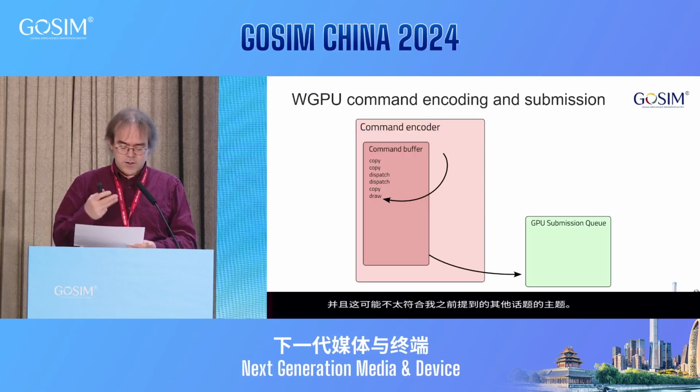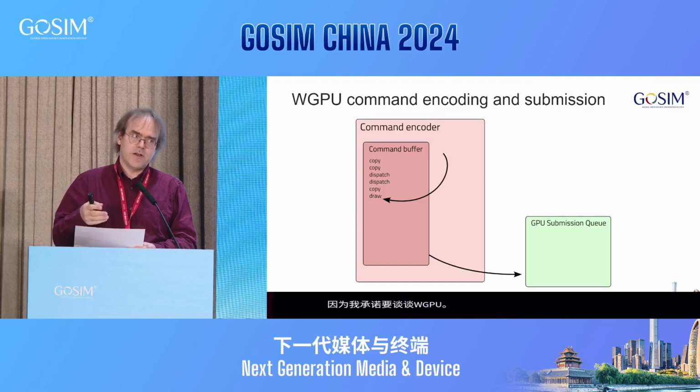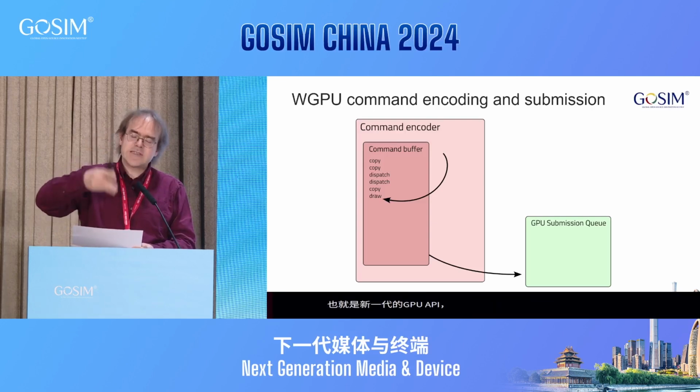And WGPU adopts the same pattern. You're going to be able to record commands in a worker thread. This isn't implemented in Firefox yet, and I don't think Chrome implements it yet either. But the idea is you'll be able to have worker threads that record command buffers and then send them up to the main process, and the main process will enqueue them.